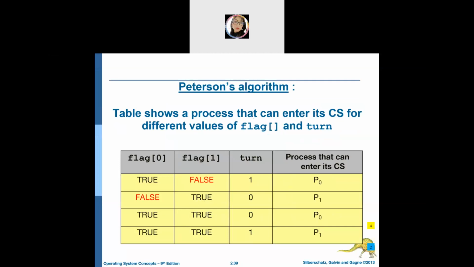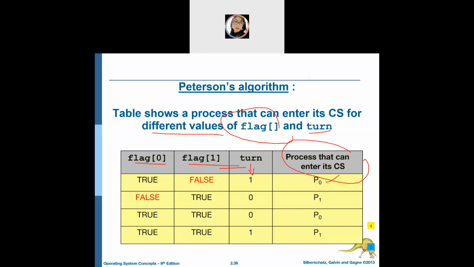The table shows which process can enter its CS for different values of flag and turn. This is the turn value from your program, and similarly flag 1 and flag 0. For the process that can enter the CS, which one are you going to pick? Which one are you going to pick? This is the simplest table that you can refer to.